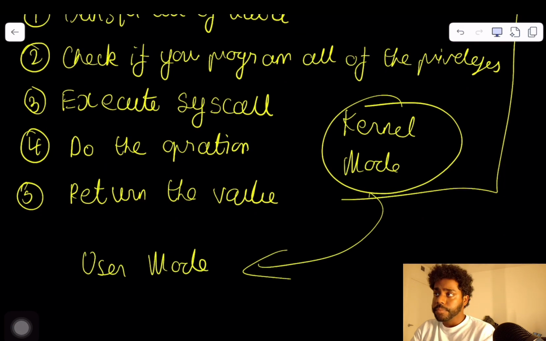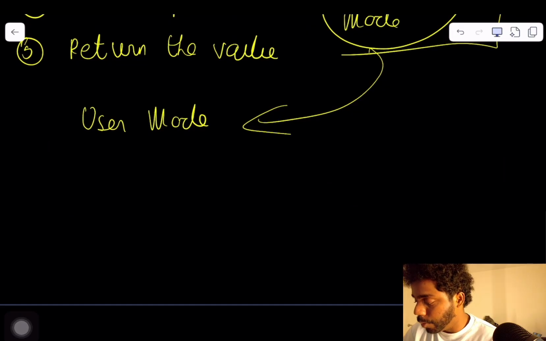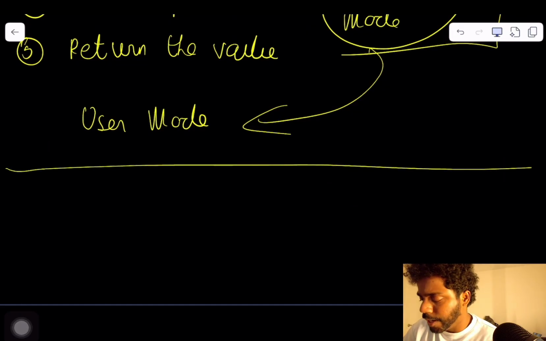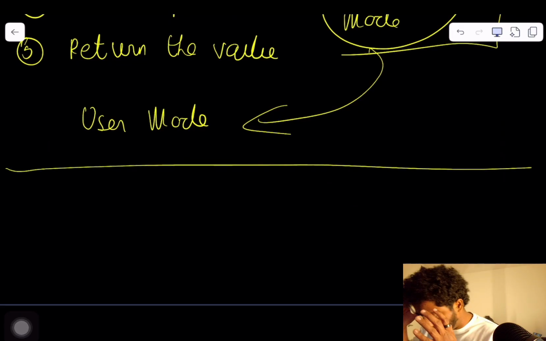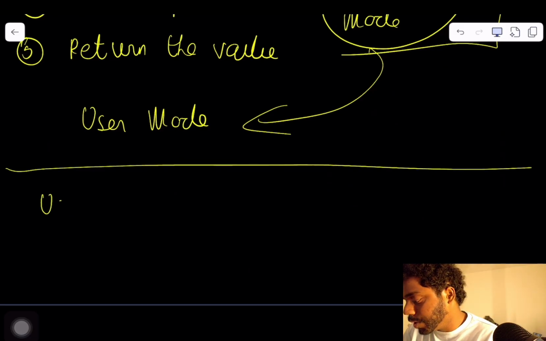Okay. Now, after I explained all of this, one of the most important things that you need to remember is why can't all of this be done in the same mode, right? The question that arises is, hey Sladen, you explained all of these system calls, but why can't a system call be executed in something called the user mode, right?